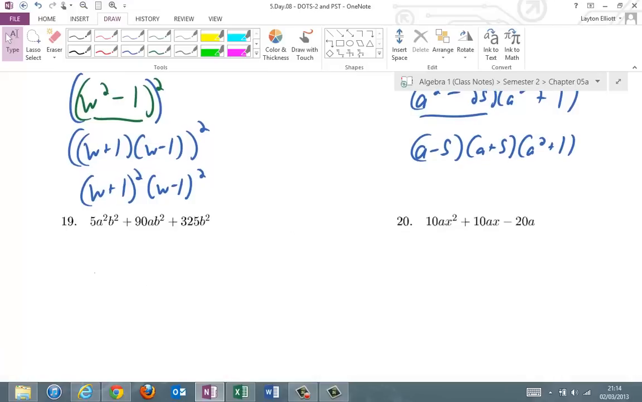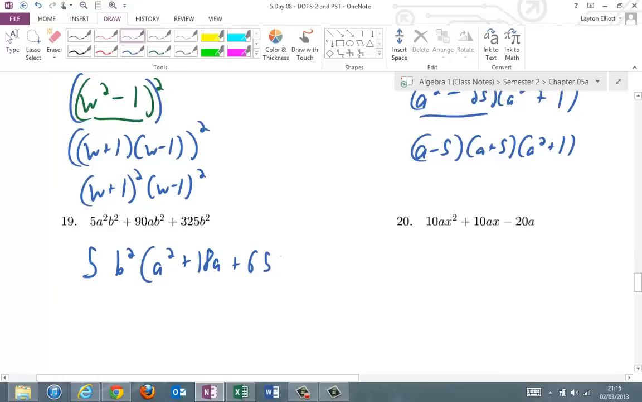Number 19, take out a greatest common factor, 5ab squared, and I'm left with, let's see, oh no, I can't take out the a, so it's just 5b squared, and I'm left with a squared plus 18a plus 65. 65 is 13 times 5, which adds up to 18. So if I have 5b squared, I can have a plus 13, and a plus 5.